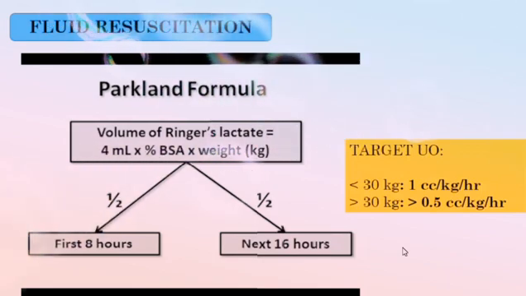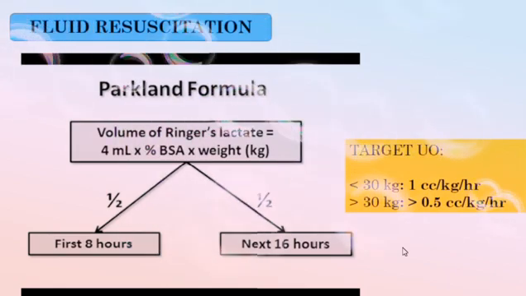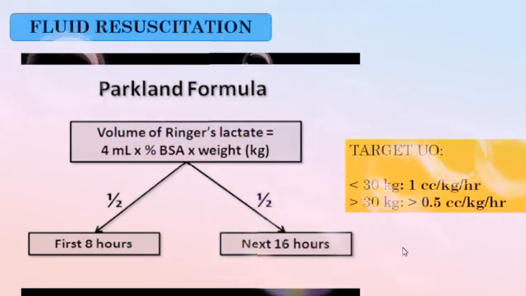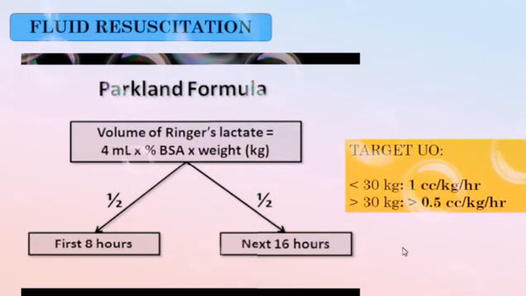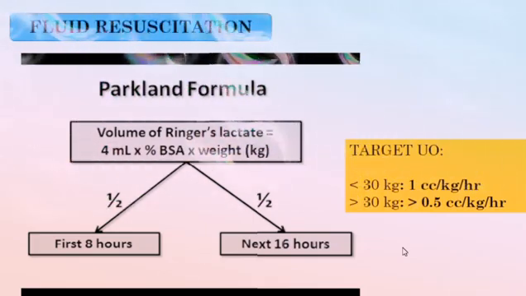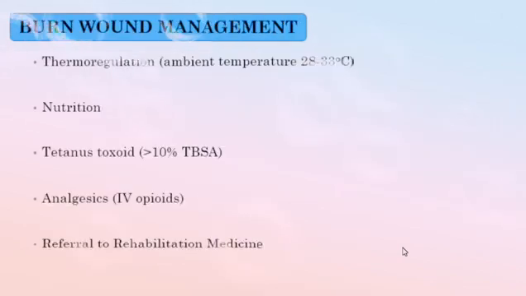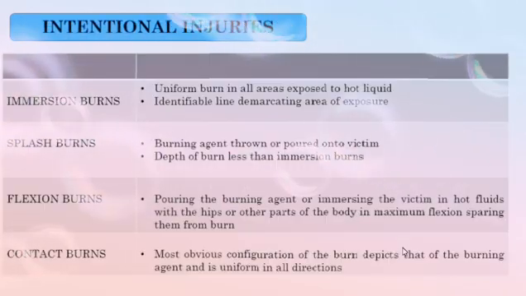Fluid resuscitation: Parkland formula. Volume of Ringer's lactate is 4 ml times percentage of BSA times weight. Half for the first 8 hours, half for the next 16 hours. Target urine output: for less than 30 kg, 1 cc per kg per hour; if more than 30 kg, 0.5 cc per kg per hour. Burn wound management includes thermoregulation at 28 to 33 degrees Celsius, nutrition, tetanus toxoid, analgesics, and referral to rehabilitation medicine.